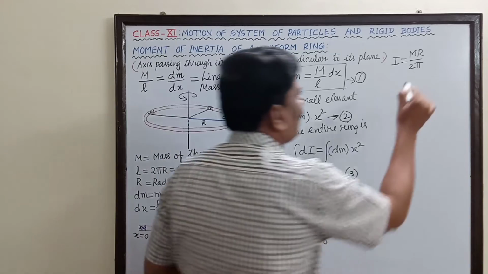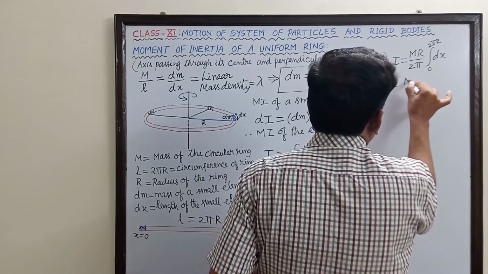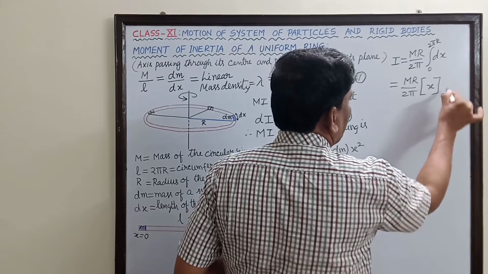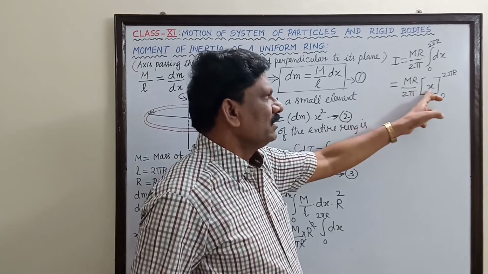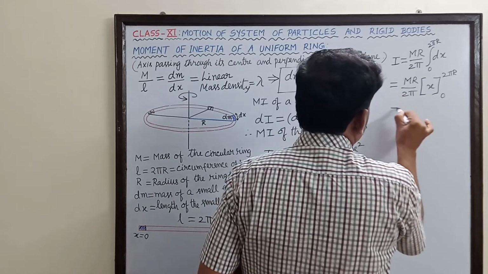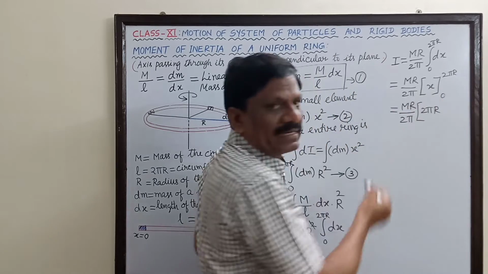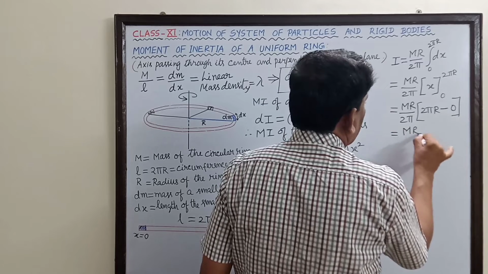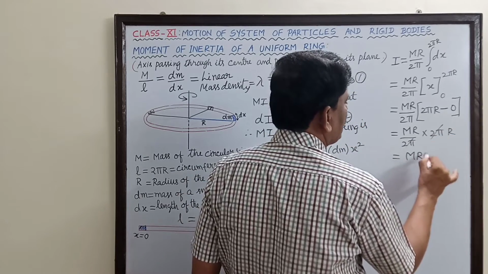Now integral of dx between the limits 0 to 2 pi r. So this is now equal to mr divided by 2 pi. Integral of dx is x between the limits 0 and 2 pi r. So the lower limit is 0, upper limit is 2 pi r. So while substituting the value of x, upper limit minus lower limit we have to substitute. So now this is equal to mr divided by 2 pi into 2 pi r is the upper limit of x, and minus the lower limit, which is 0. So this is now equal to mr divided by 2 pi into 2 pi r. So 2 pi gets cancelled. So mr into r, this is mr square.